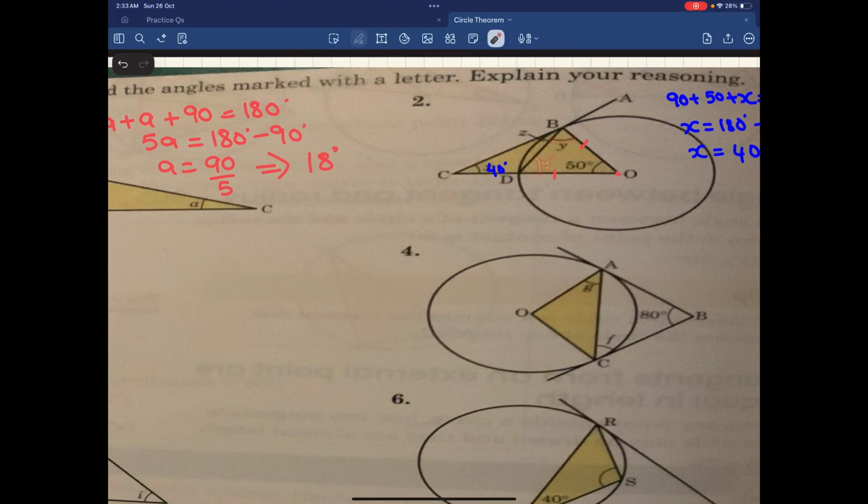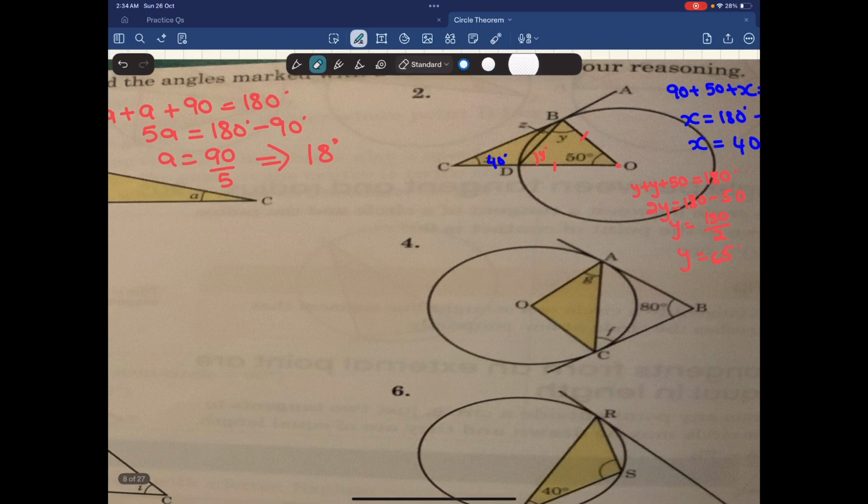So let's label it as angle y. So we know that y plus 50 should be equal to 180. 2y is equal to 180 minus 50. y is equal to 130 divided by 2. So y is equal to 65 degrees. So what is the value of y?